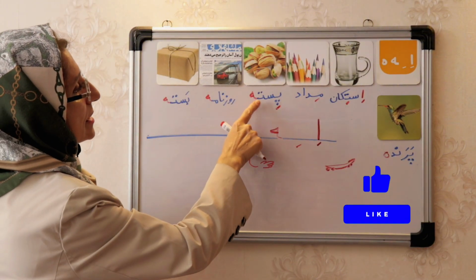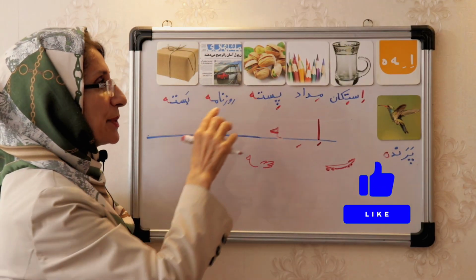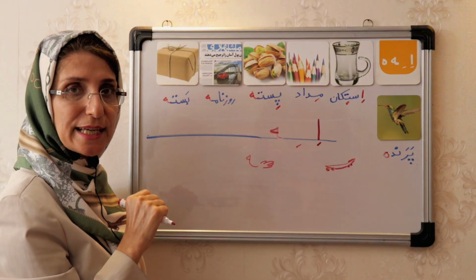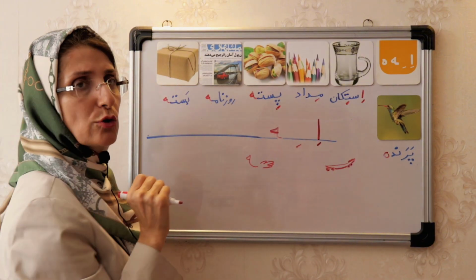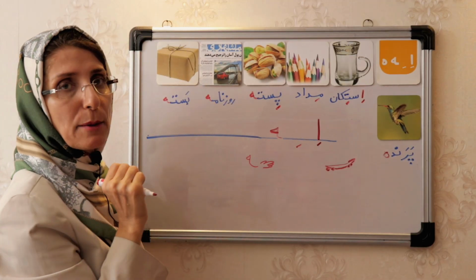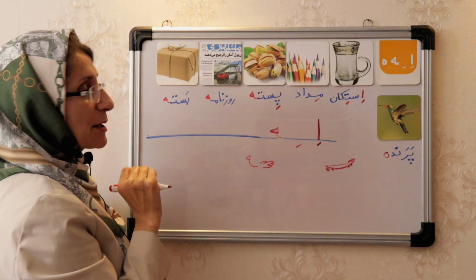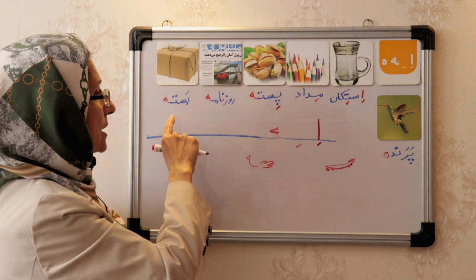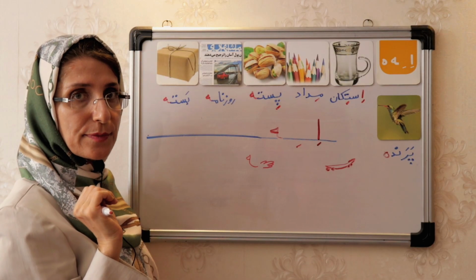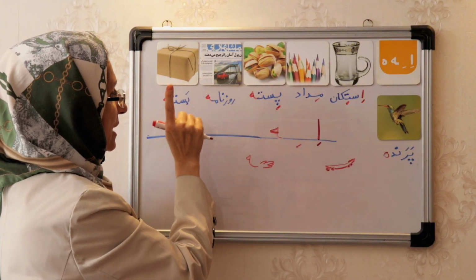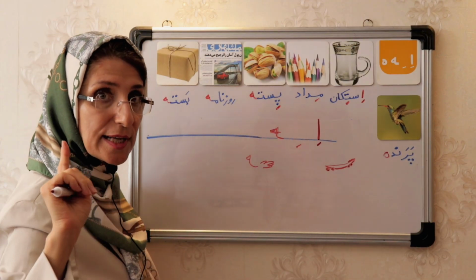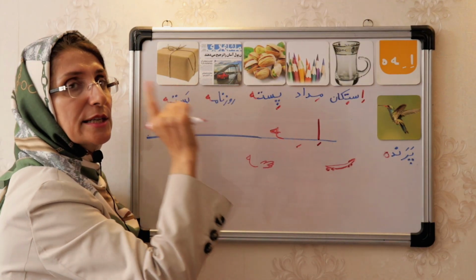For instance, in the word peste, A took the hand of te, peste. Or in the word روزنامه, newspaper, A took the hand of me. Or in the word baste, a postal parcel, you see baste, this A took the hand of te. Peste, روزنامه, baste. So this A always takes the hand of the sound that their hand is on the line.